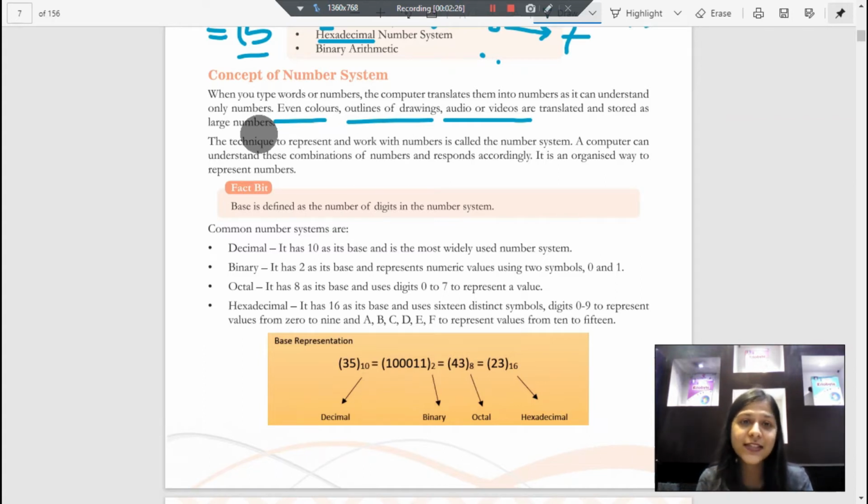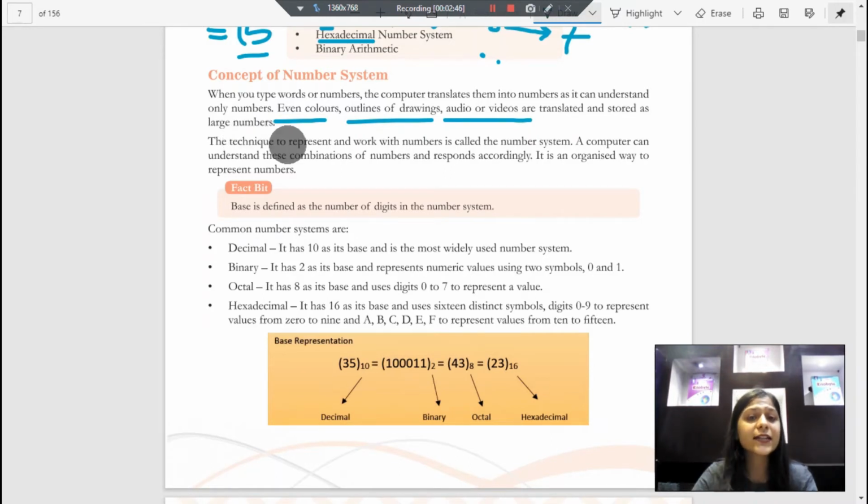Now can you grasp this idea? Because it's really a surprise to us that whatever we save, even our gaming applications, which are very densely data heavy files, even they get saved as large numbers. The computer understands them as large numbers.